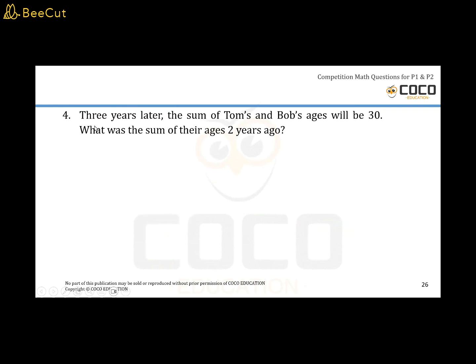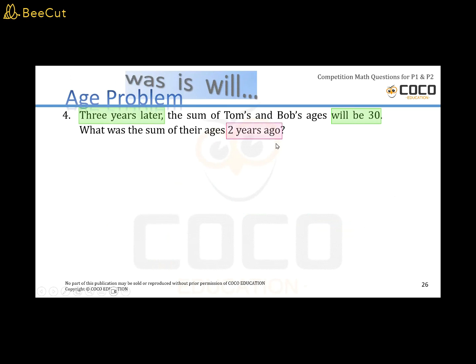Question number 4. You know 3 years later, the sum will be 30. Then you want to find 2 years ago. So by right, you should turn the clock backward. But since turning it backward is a little bit clumsy, we still want to turn it forward from 2 years ago, little by little. We still draw the same kind of model for 2 years ago here.